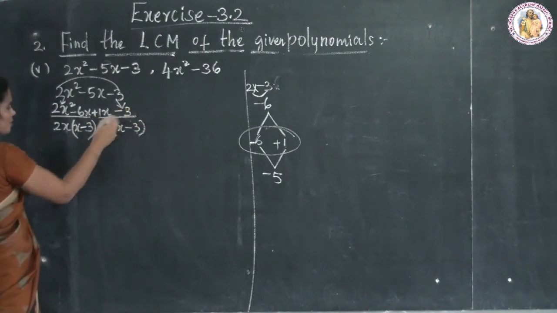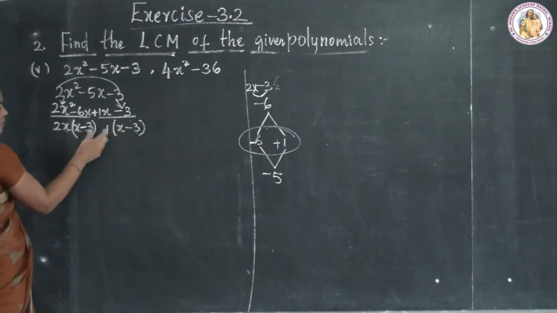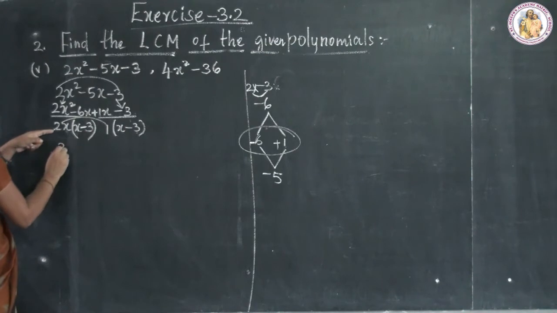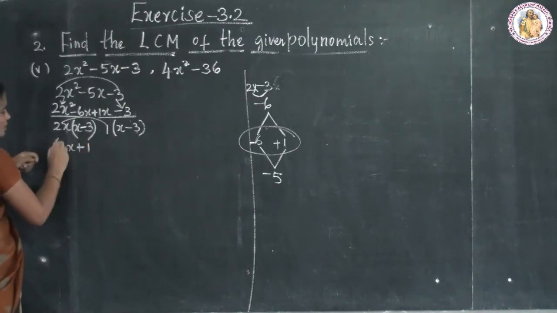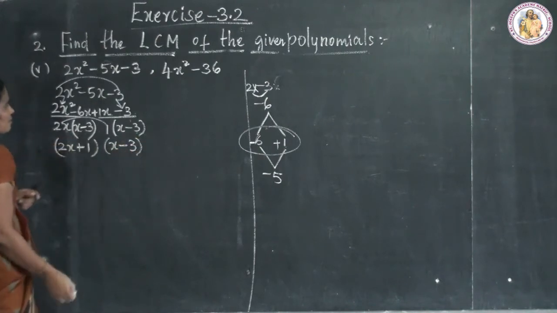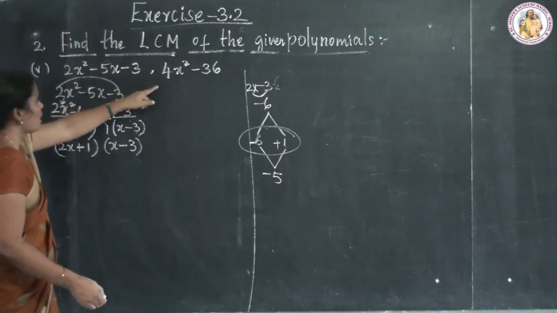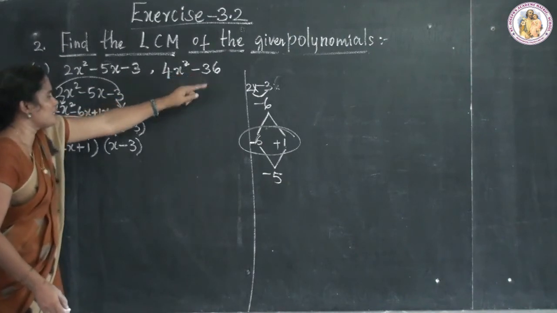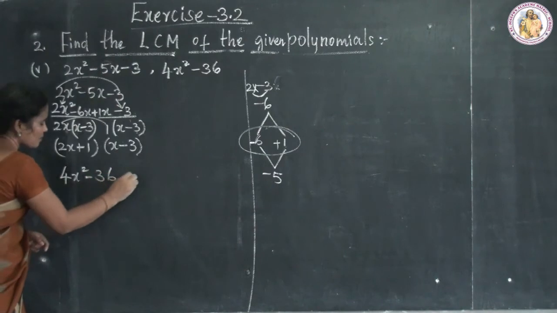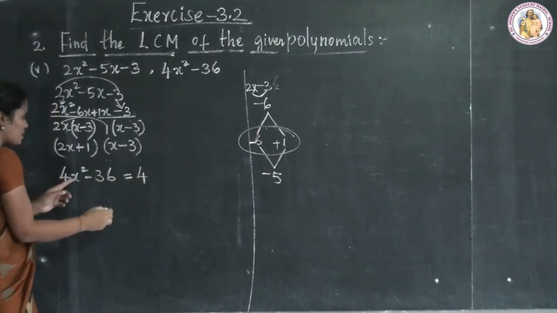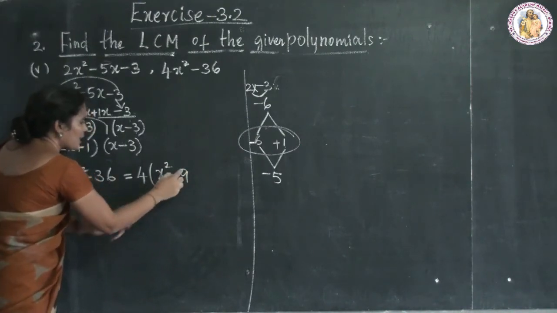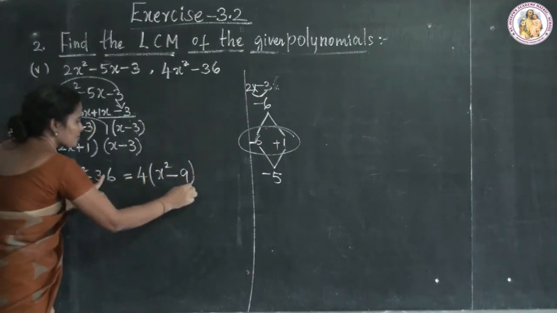1 into 3, 3. Now you can see both the brackets got the same factors. Then it is correct. So first write 2x plus 1 factor, and the next factor is x minus 3. Okay. And now let us move on to 4x square minus 36. Here we have 4 as common: 4x square minus 9, since 9 4s are 36.